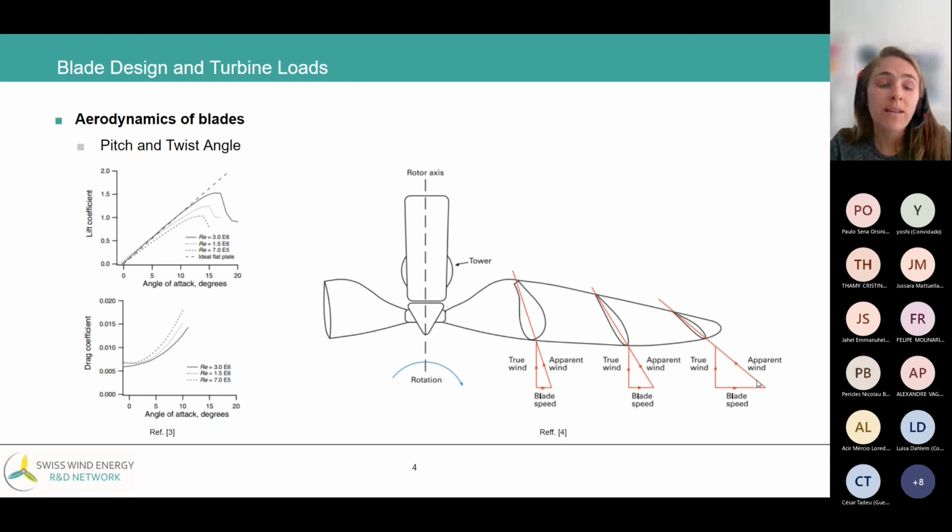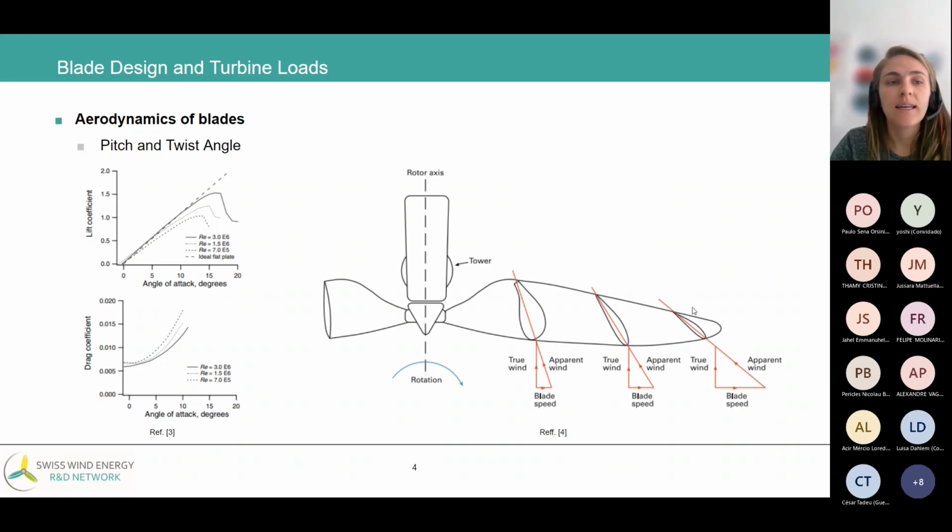Why do we need to take this into consideration? Because the lift and the drag are a function of the angle of attack of our airfoil section, we need to account for this not only in the design but also in all the aerodynamic calculations, because the best angle of attack will be different for each section of the blade, and also for each wind speed that this blade is experiencing.